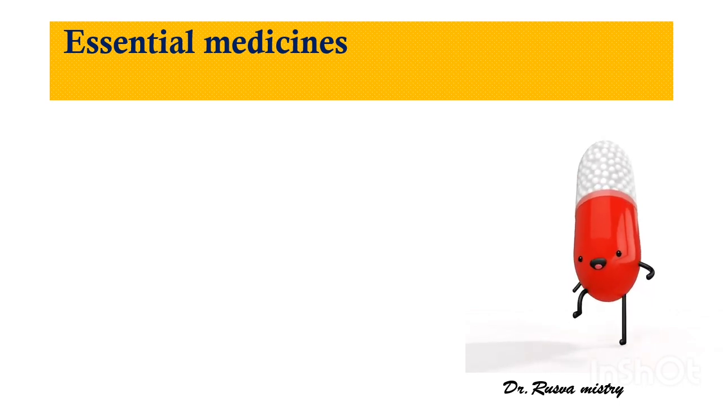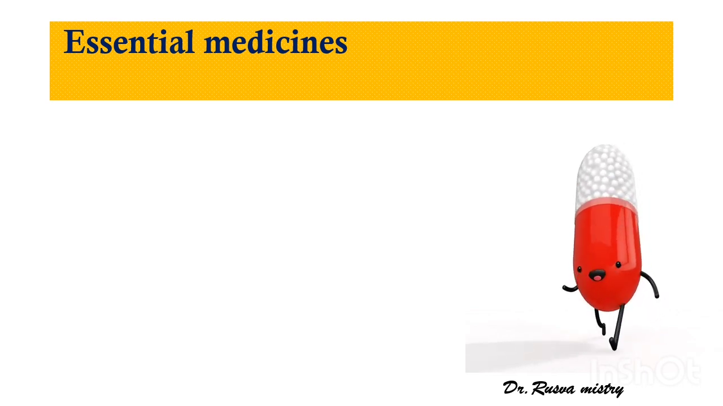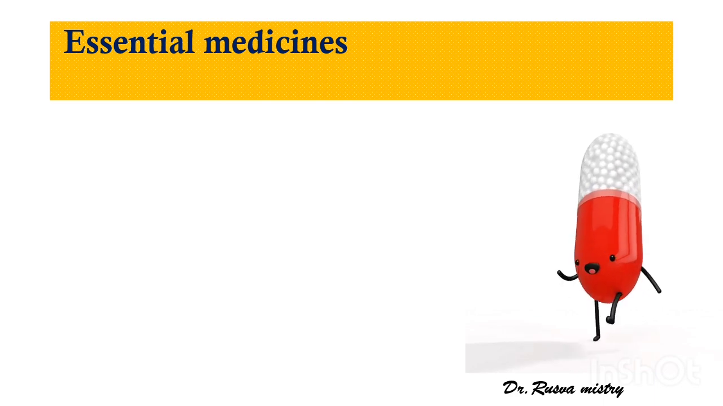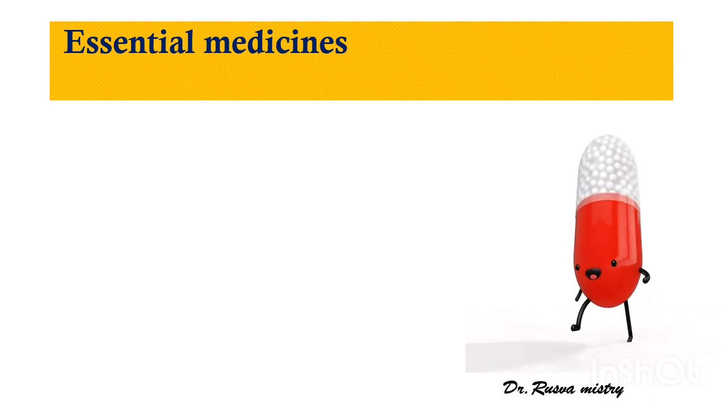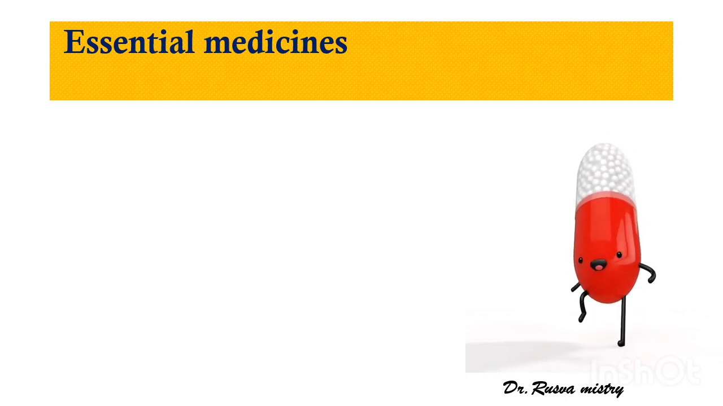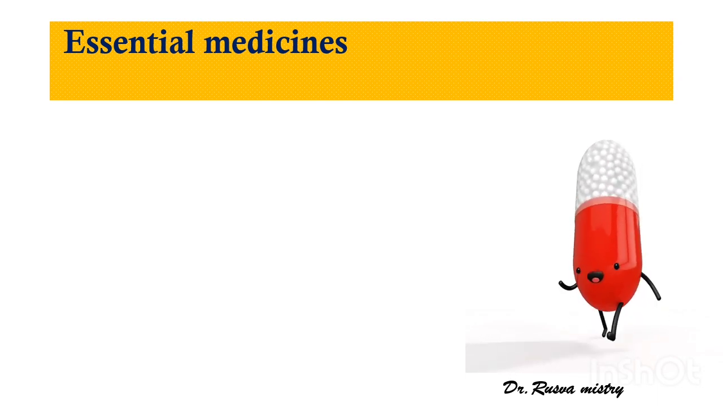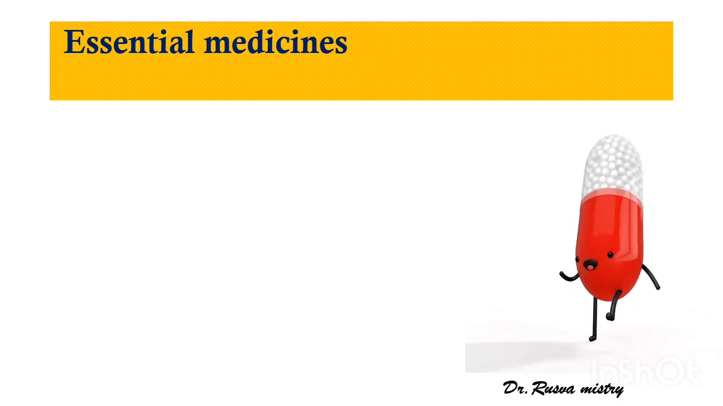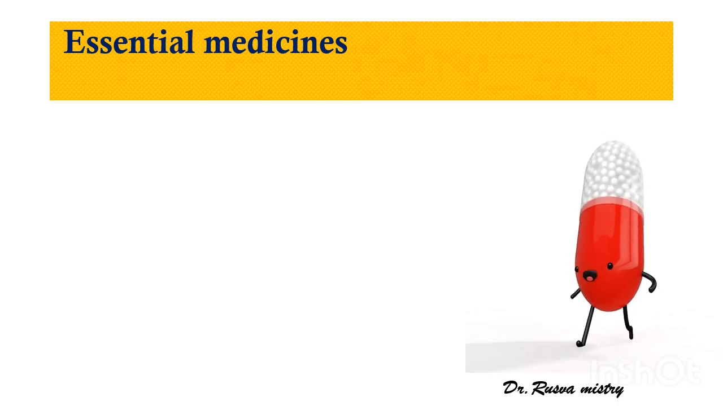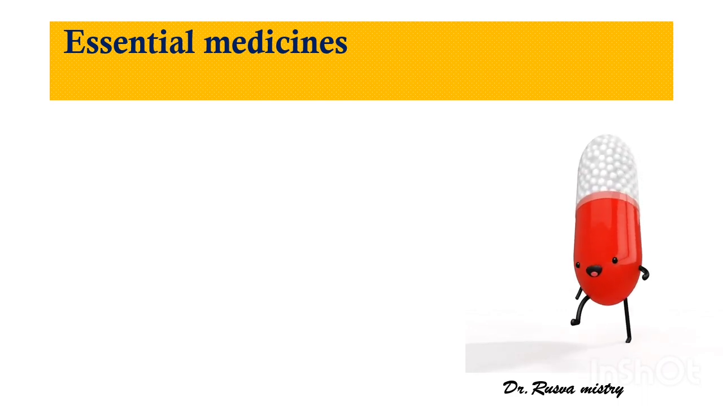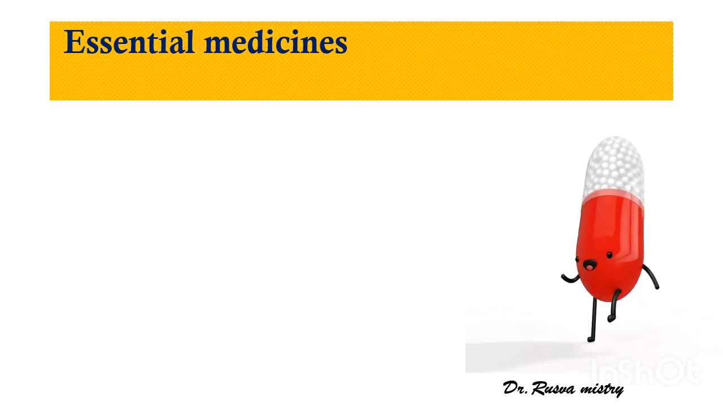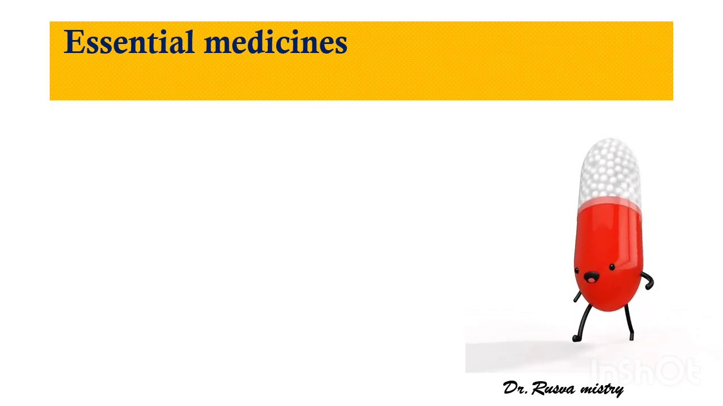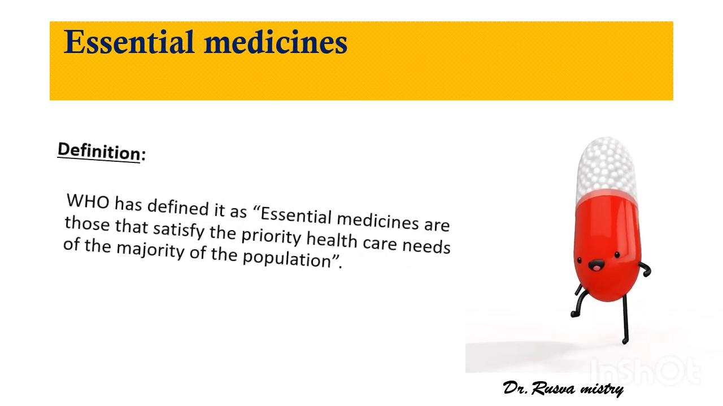So let us begin with an overview of this practical. Here we will discuss the definition of essential medicines, criteria for selecting essential medicines, the WHO model list of essential medicines, the national list of essential medicines and the state level essential medicines list. And at last we will discuss in detail how to prepare an essential medicine list for a given healthcare facility. So first of all we will discuss the definition.